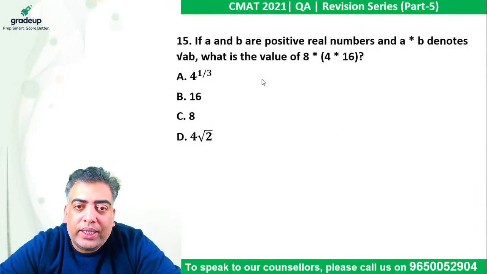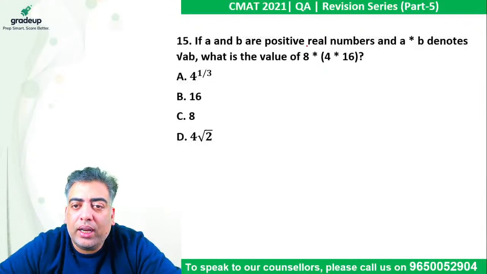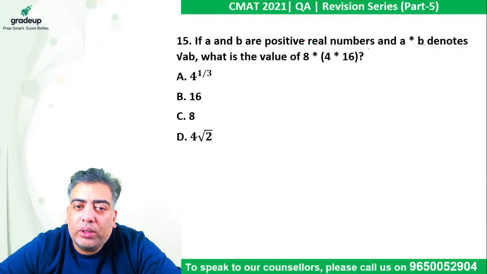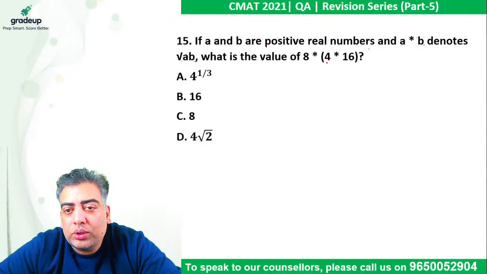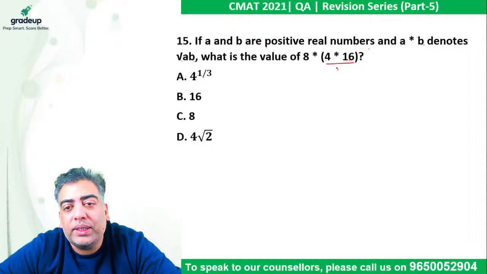Okay, so in 15th he says if A and B are positive real numbers and A star B denotes root of A into B, what is the value of this? So we have to start with bracket first. So 4 star 16 will be square root of 64, which is 8. 8 star 8 will be square root of 8 into 8, 64, which is 8. So correct answer option is C.